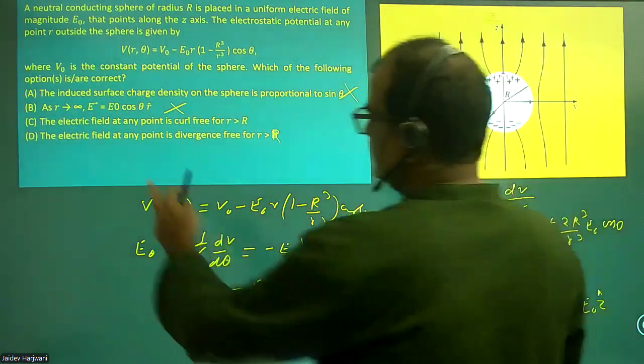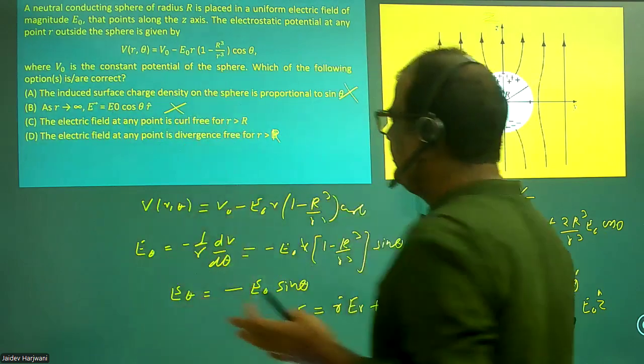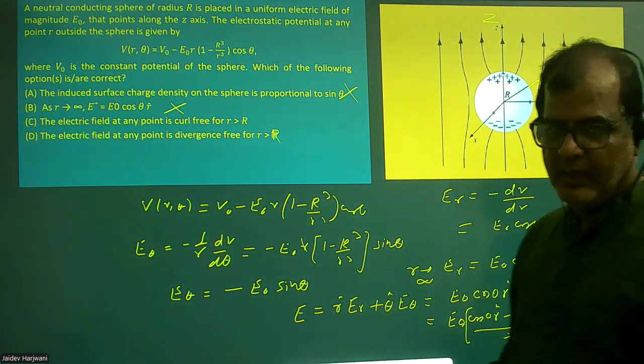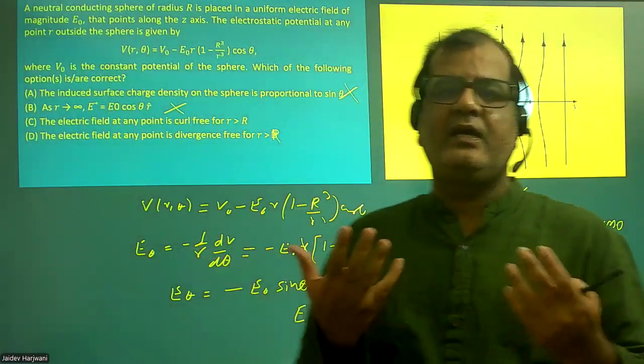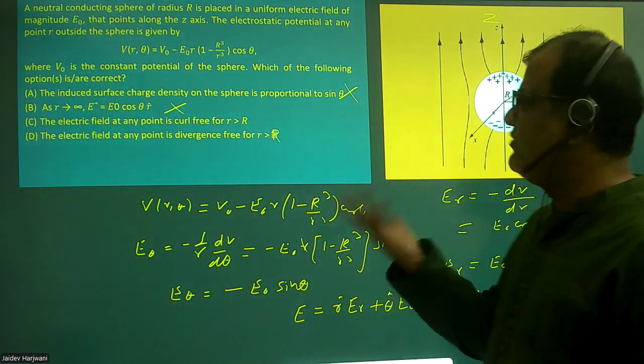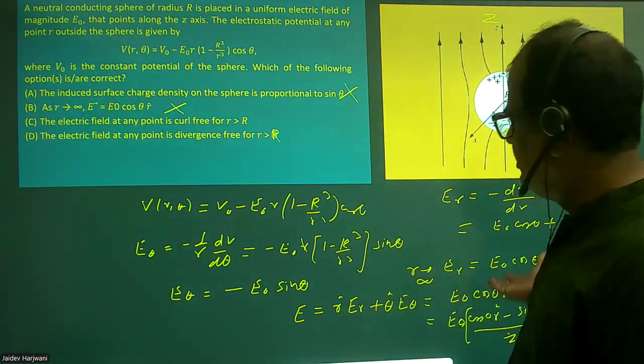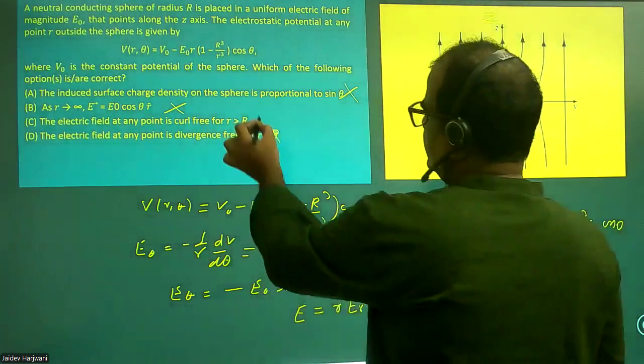Our third option says the electric field at any point is curl free for r greater than R. We know electrostatic fields are conservative, so obviously del cross E should be 0 if you check it. So this option should be correct.